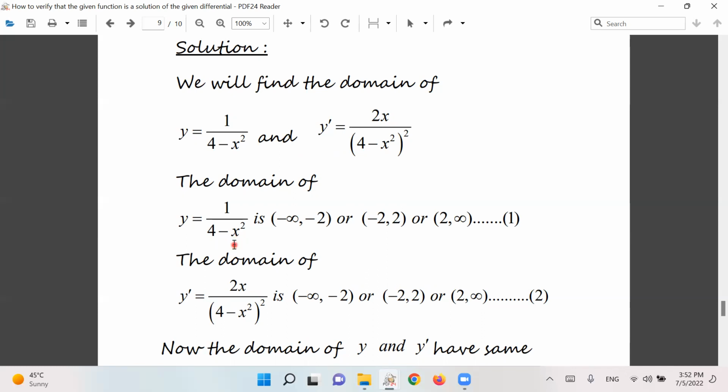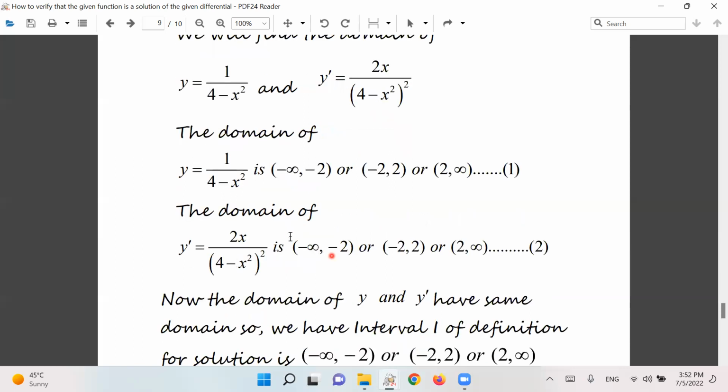So this means that excluding 2 and minus 2, any other number we can put, like 1 also we can put here. So 4 minus 1 is 3, or minus 1 also we can put, 3 also, minus 3 also, any number, but we cannot put minus 2 and 2 because it is making this function an undefined function, 1 over 0. So the domain of this function will be minus infinity to minus 2 as an open interval, then minus 2 to 2 as an open interval, and 2 to infinity also as an open interval. So the domain of y will be these intervals.